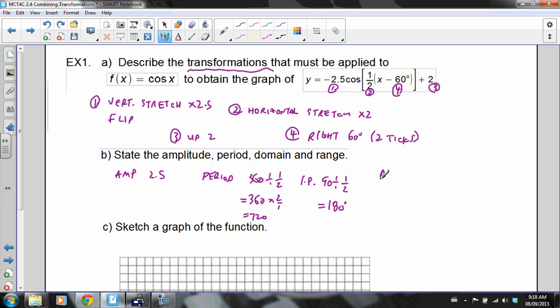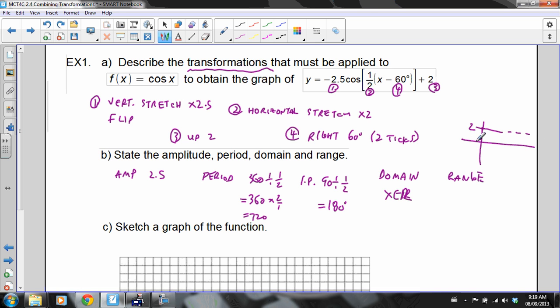Domain, x is a member of the reals. Range. Now, since we've got the graph, you could leave the range to later, but let's just think about this. We know we're starting at 2. And we're starting at 2.